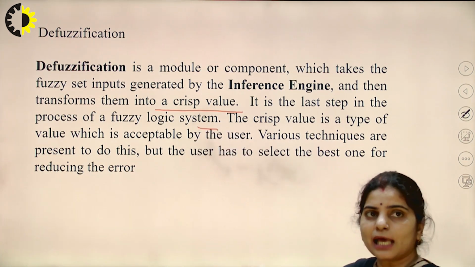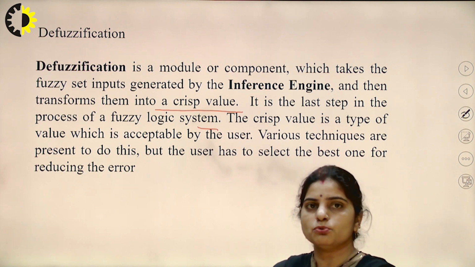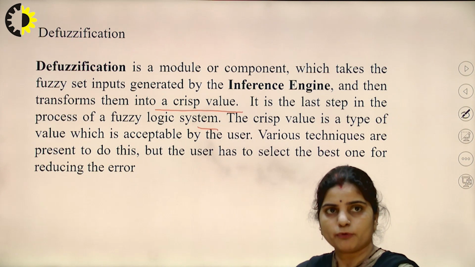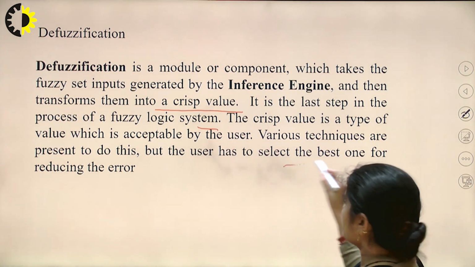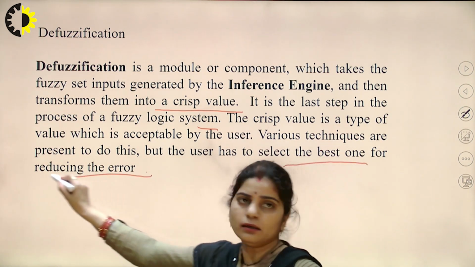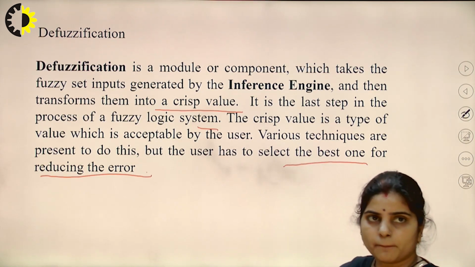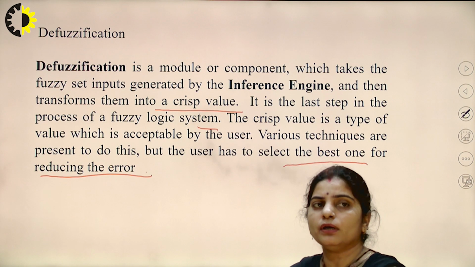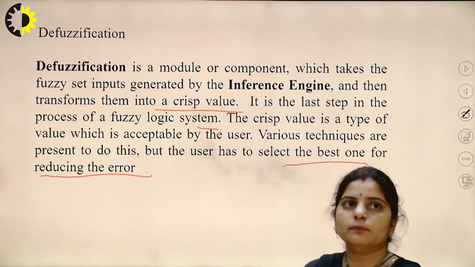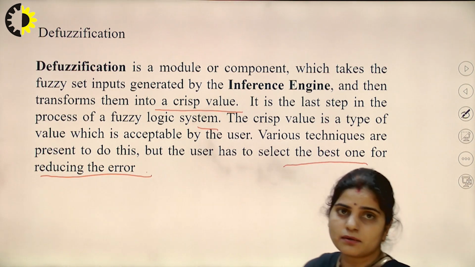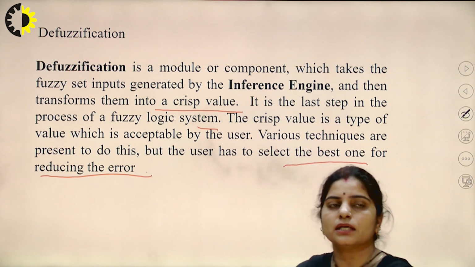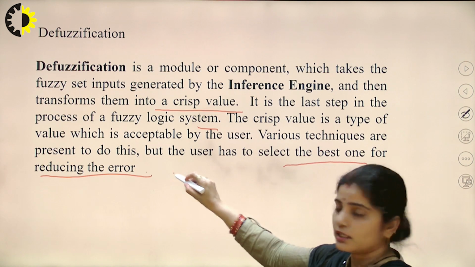The crisp value is a type of value which is acceptable by the users, and for this various techniques are available, but the user has to select the best one for reducing the error. So these are the 4 components of the architecture of fuzzy logic. First one is fuzzification, then rule base, inference engine, and the last one is de-fuzzification.